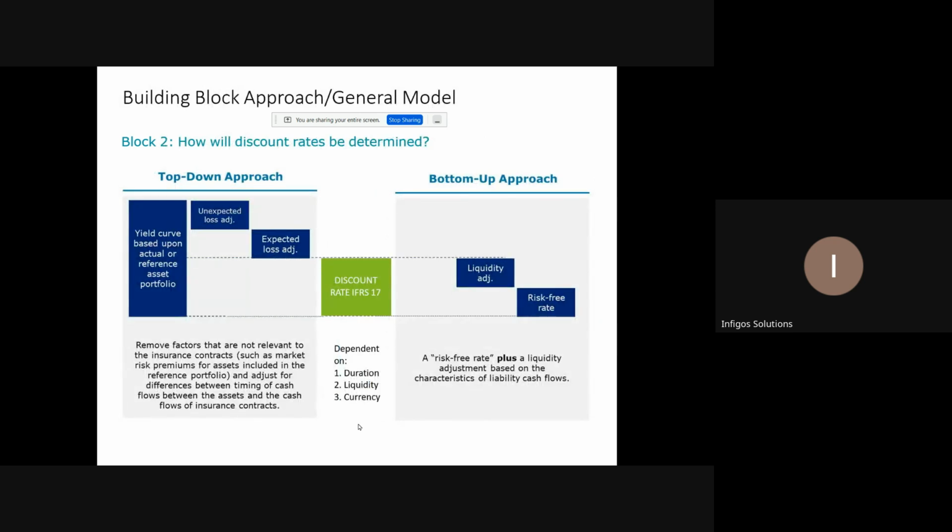So let's talk about the second block of the building block approach. The second block is the discount rate. Let me talk for 1 minute.